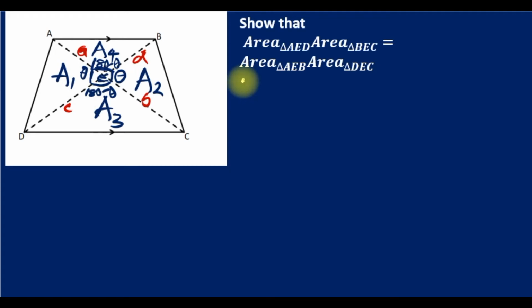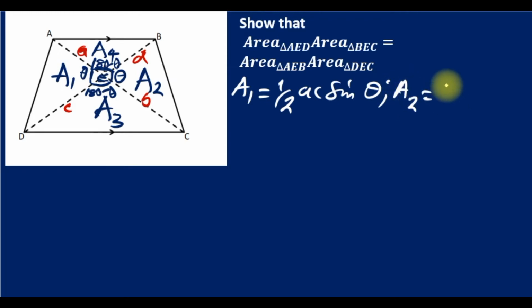So we now see that A1 is half AC sine theta. Do you remember? Area of a triangle given two sides and an included angle. That is it. Again, A2 is half BD sine theta.